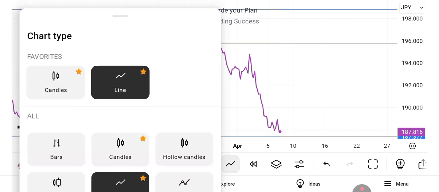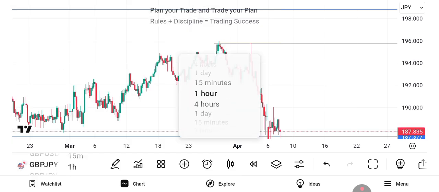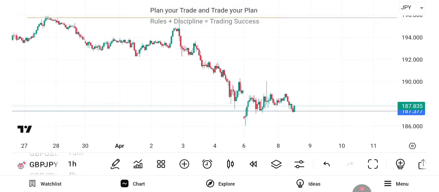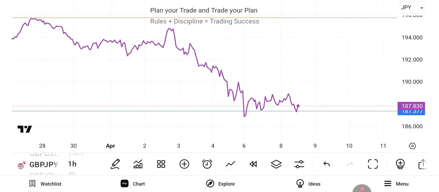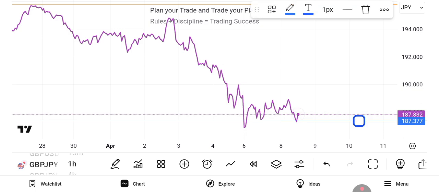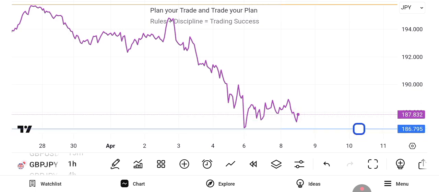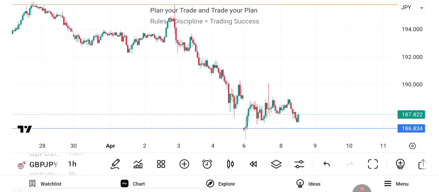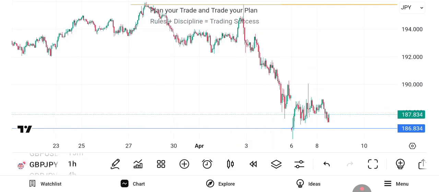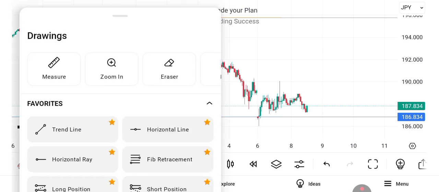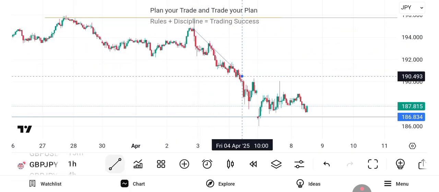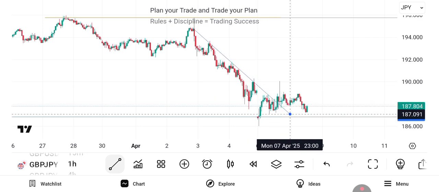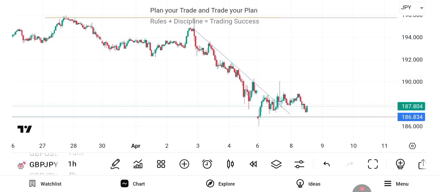Then I'll also move to my 1 hour time frame. If I move to my line chart, the market is in a clean downtrend, which I can see. I'm going to adjust this key level to this point here. So the market is in a good downtrend, and we can get our trend line from where the trend started, which is from here. I'll draw my trend line down. Then we can see the trend line has been broken.